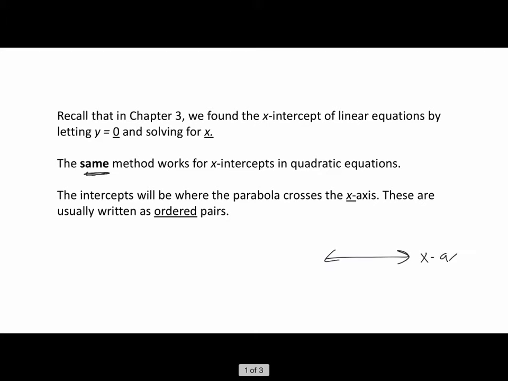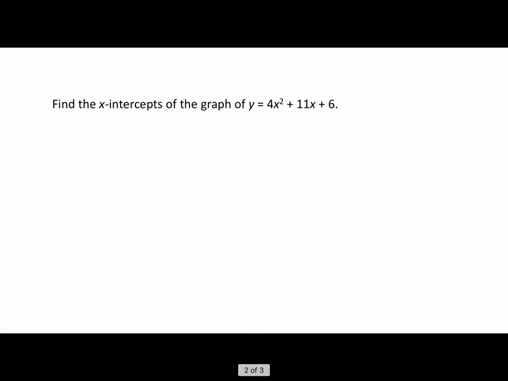So we've got the x-axis, we've got the y-axis, and we're going to have parabolas now for quadratic equations. So there should be 1, 2, or 0 x-intercepts depending on where this parabola is on the coordinate system. So we're going to write x-intercepts as ordered pairs.